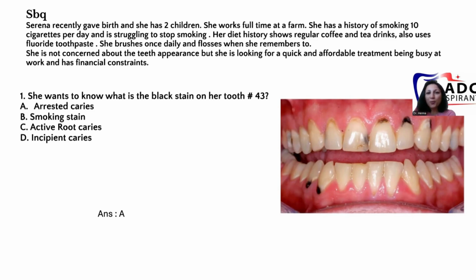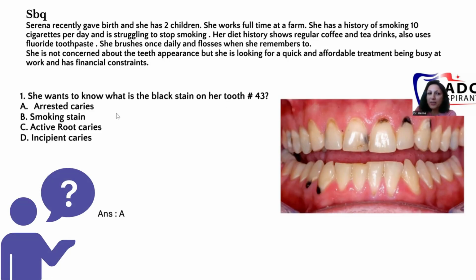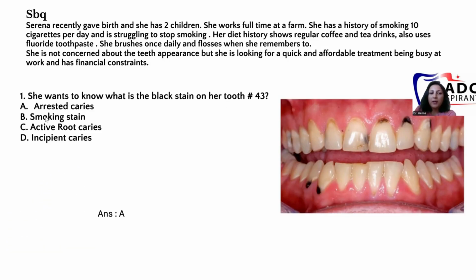But when you're problem solving scenario-based questions, always question yourself, why is it not B? Why is it not C? Why is it not D? In smoking, you would see stains all over. They would be generalized. And these are not stains that you see. These are basically carious lesions, which are centered around particular areas, right?